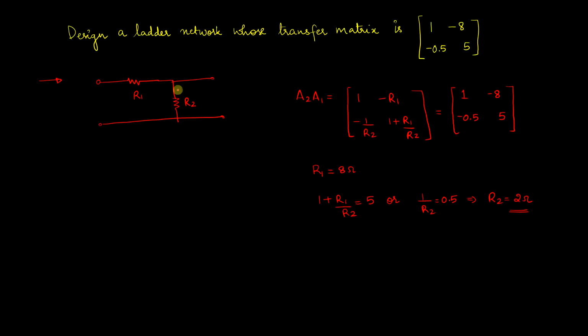So if you know how to write the transfer matrix for the series circuit and the transfer matrix for the shunt circuit, you can easily draw a ladder network and obtain the transfer function. And if they ask you to design the ladder network, you can compare with the matrix and determine the elements of the series and the shunt circuit.